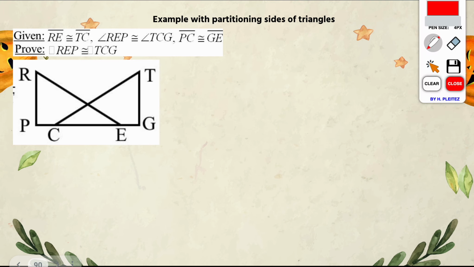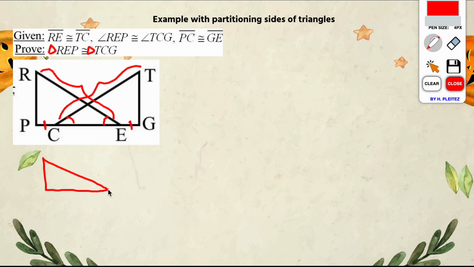Now really quickly, just make sure this should say triangle and triangle. So it says given RE is congruent to TC. So we have RE and TC are congruent pieces. Angle REP, which is here, is congruent to angle TCG, which is here. And PC, which is this small piece, is congruent to GE. So the first thing I like to do, this is too messy for me to even look at, so I'm going to redraw these diagrams.